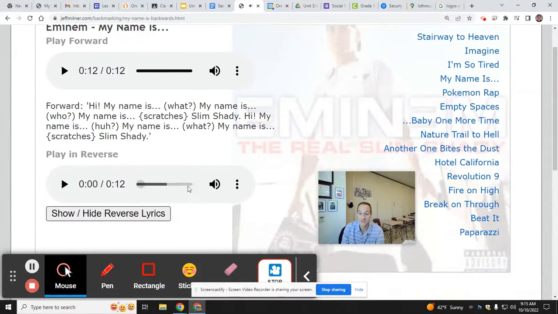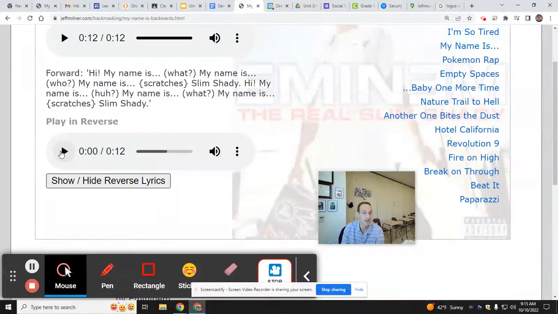Okay, now here it is in reverse. Again, see if you can pick up on any words. We're doing bottom up perception right now, just kind of listening and seeing what we can hear.